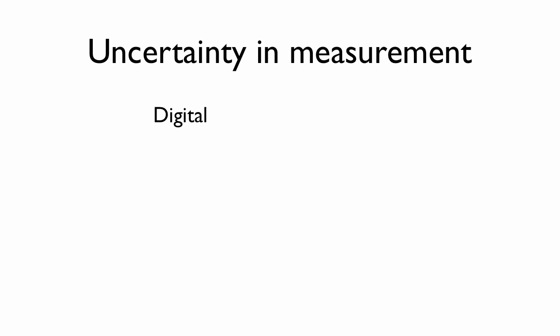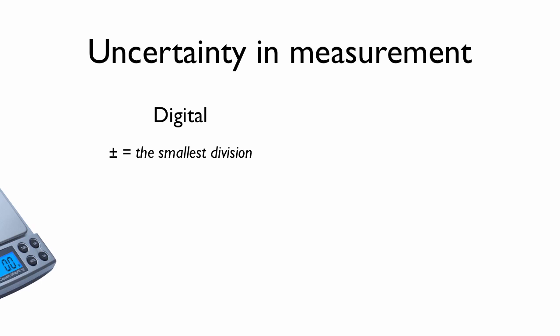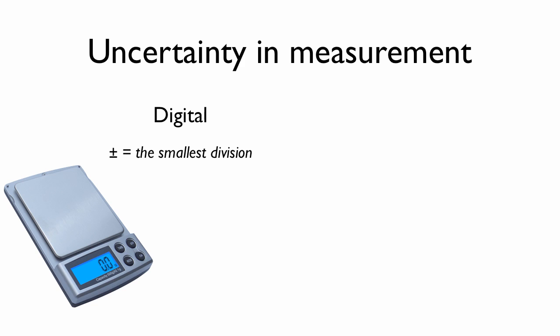Now, if we're using a digital instrument, our uncertainty is equal to the smallest division on the instrument. For example, if we have a digital scale and we weigh something at 10.5 grams, that means the digital scale's smallest division is 1/10 of a gram, and that's our uncertainty. So we should write down in our lab books for the measurement 10.5 plus or minus 0.1 gram.